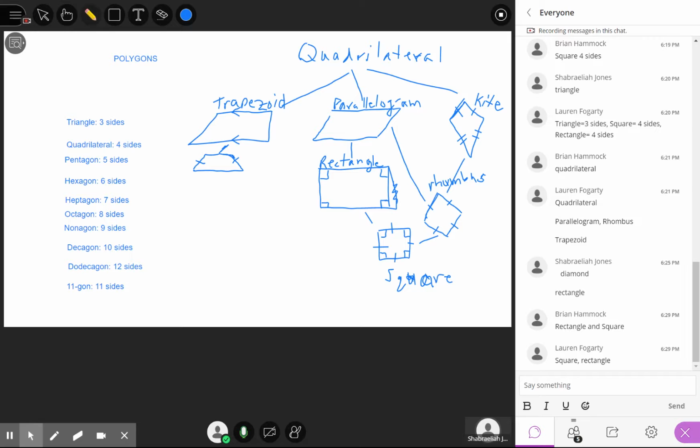Now, a square is really a specialized type of rectangle, so just by saying rectangle, you are including the squares. Okay, my next question is, which types of quadrilaterals always have opposite sides parallel?